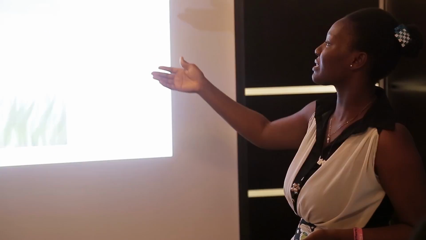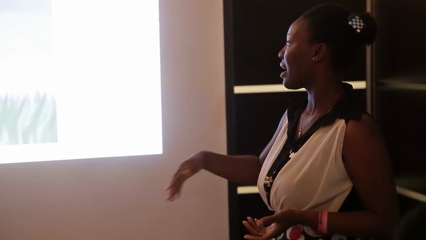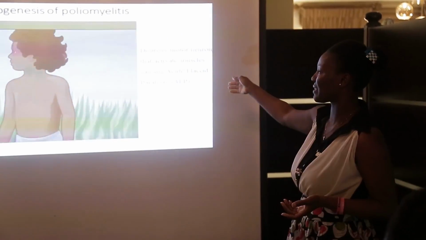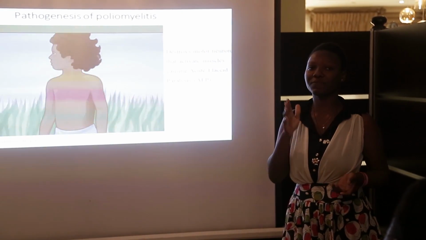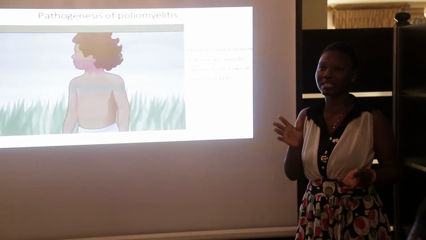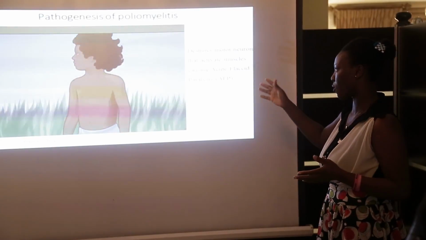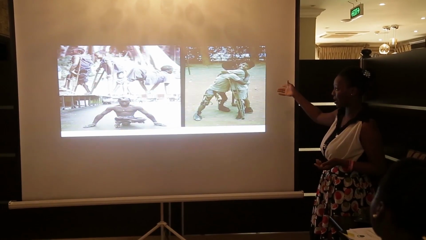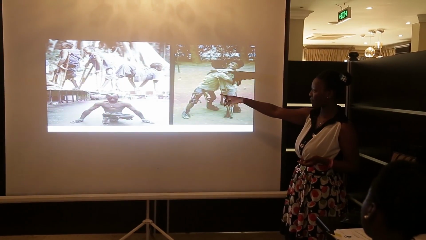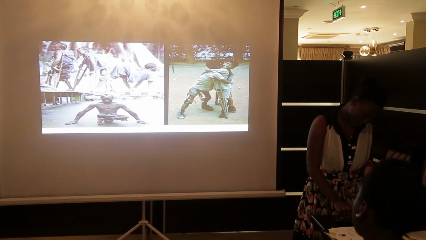So when the poliovirus finds itself in the CNS by crossing the blood-brain barrier, it destroys the motor neurons that activate the muscles, causing acute flaccid paralysis. Acute flaccid paralysis is the gold standard for detecting poliovirus. So these are images of people who have been disabled by poliovirus. These are the evidence of acute flaccid paralysis.